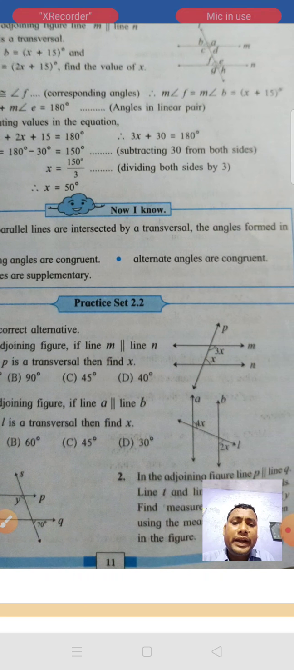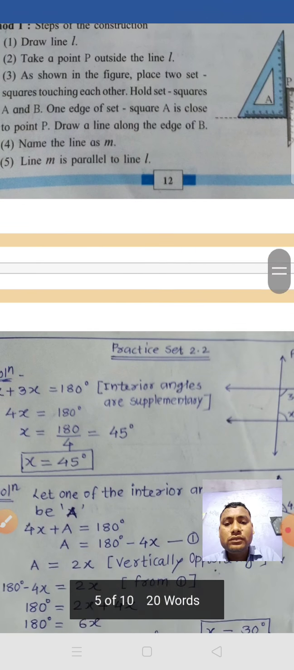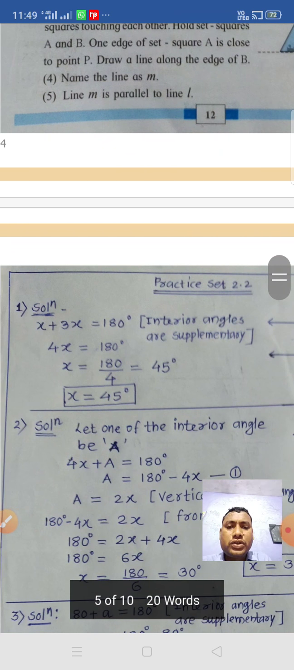Now how to get the value of x? Now see the student, 3x and x are given. 3x and x, these are a pair of interior angles. Now we'll see. Now see question number 1.